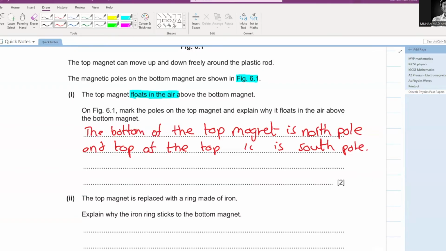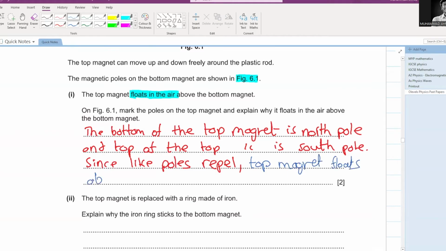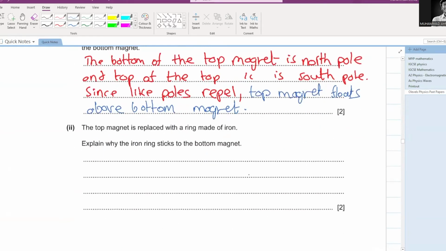You will say, since like poles repel, top magnet floats above the bottom magnet. Simple. Top magnet floats above the bottom magnet. Simple as that, nothing complicated.